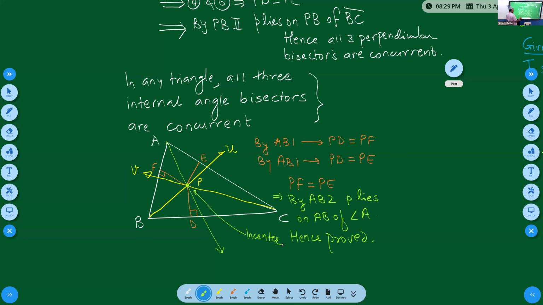And now we have got three equal segments. Of course, they are perpendicular segments. Therefore, we can draw a circle passing through these three points, and we will see that it is an inscribed circle, tangent to all three lines. So this is the incenter. This circle is called the incircle, and the distance PD, PF is called the inradius.